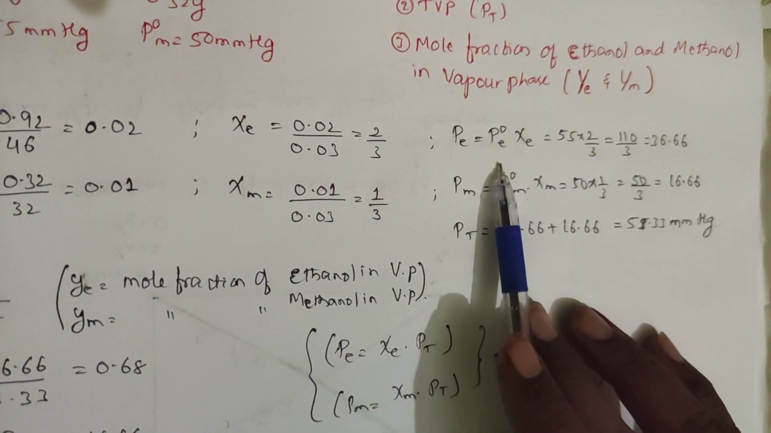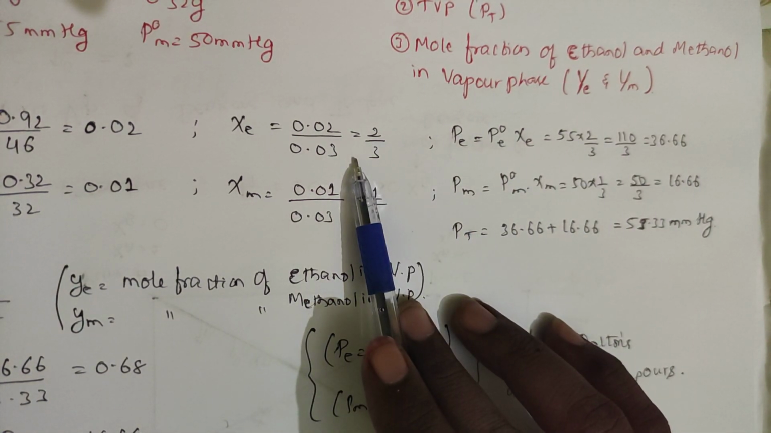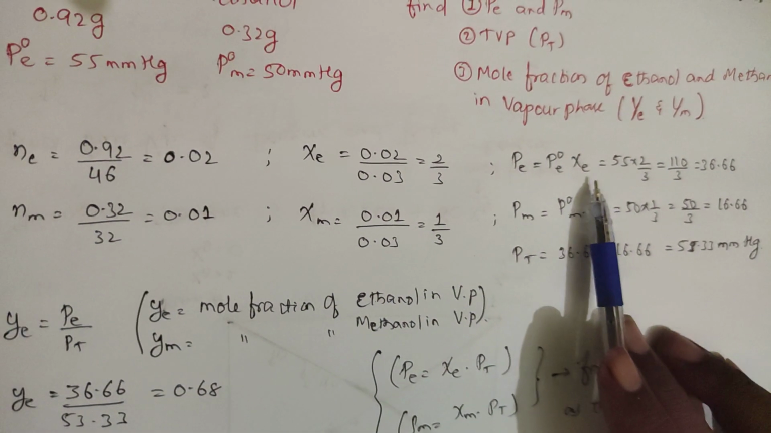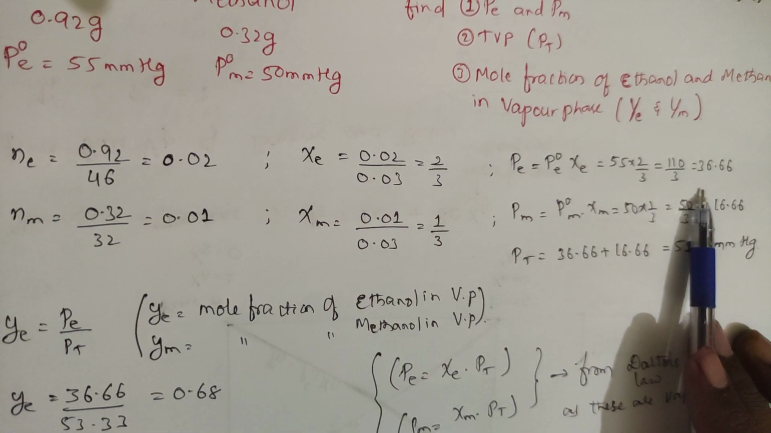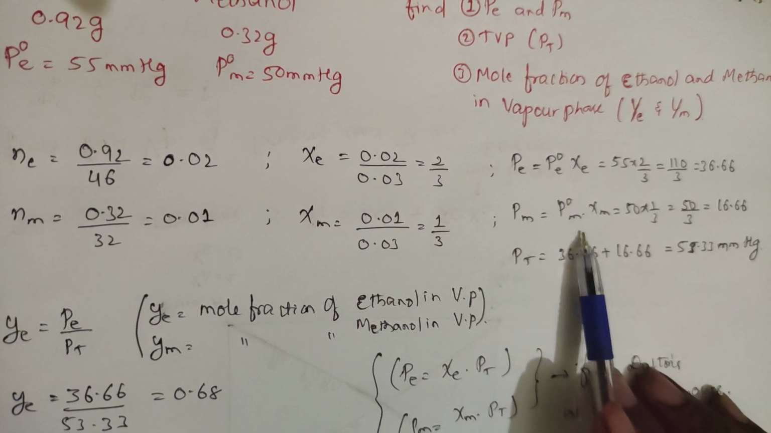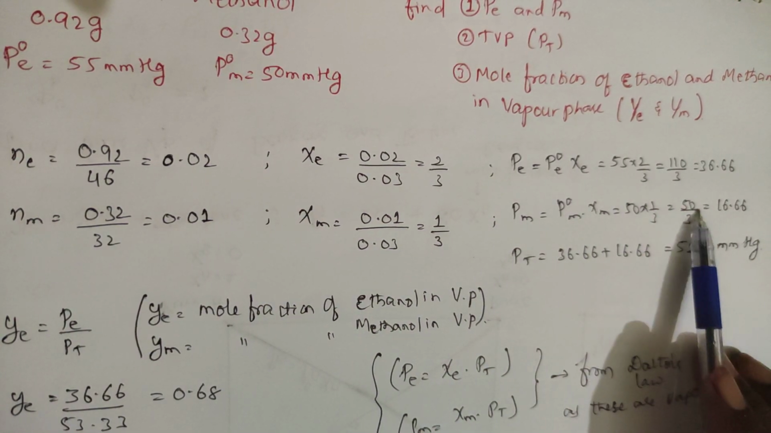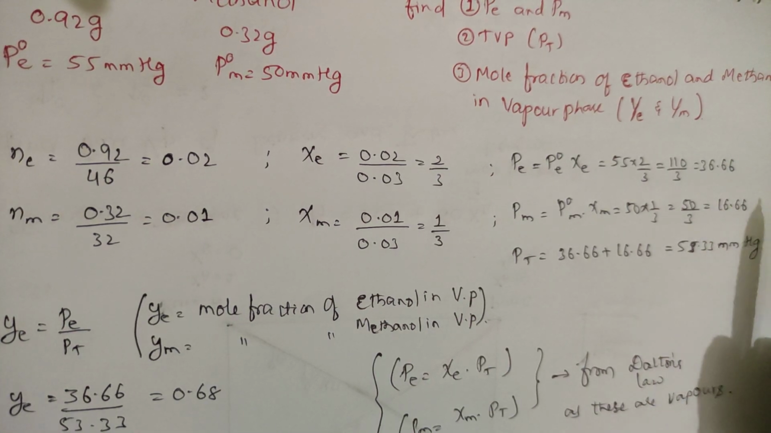PE is nothing but P naught of E into XE. You know that 2 by 3 is the mole fraction of this one. P naught E is how much? 55. So 55 already has been mentioned here. 55 into 2 by 3, you will be getting 36.66. And PM is P naught of M into mole fraction of M. P naught of M is 50 into XM is 1 by 3. So you will be getting 50 by 3, it is 16.66. Total pressure, if you sum up these two things, you will be getting 53.33.